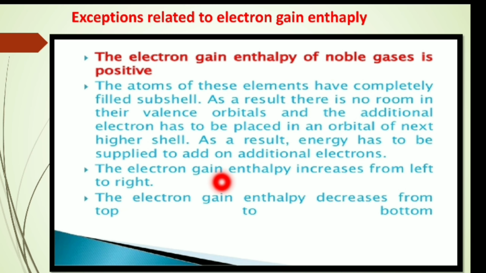The electron gain enthalpy increases from left to right, but in case of noble gases, the electron gain enthalpy value becomes positive because they are already stable. So in order to add an electron to that, the electron gain enthalpy value becomes positive. So the electron gain enthalpy decreases from top to bottom, and increases from left to right.